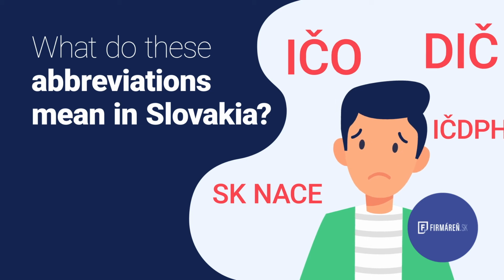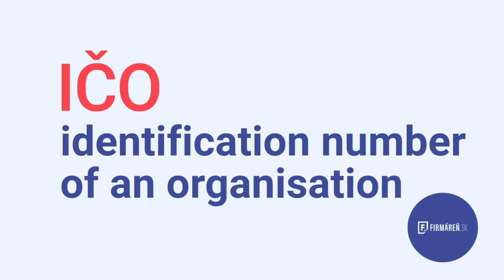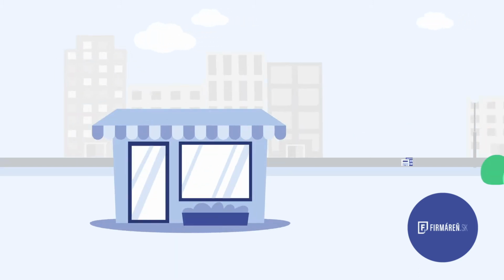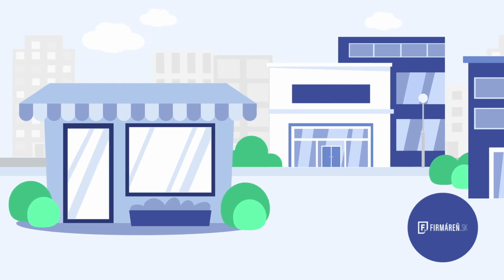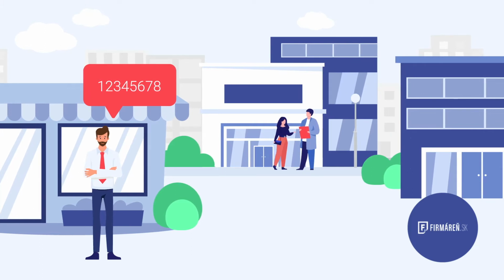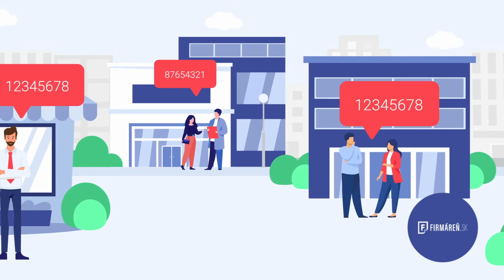What do these abbreviations mean in Slovakia? ICO is the identification number of an organization. It's automatically assigned to almost all entities: entrepreneurs, whether sole traders or trading companies, public organizations such as schools and municipalities, but also third sector organizations such as citizens associations, foundations, and so on.